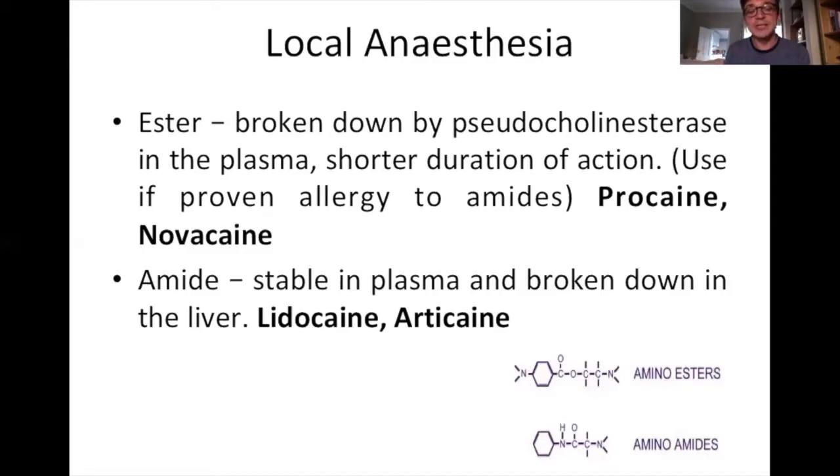So for example, Lidocaine would work longer, it is broken down in the liver, whilst Novocaine, which is quite an old-fashioned local anesthetic, is broken down in plasma, so it doesn't cause a toxic effect on the liver, but it's sort of shorter duration.